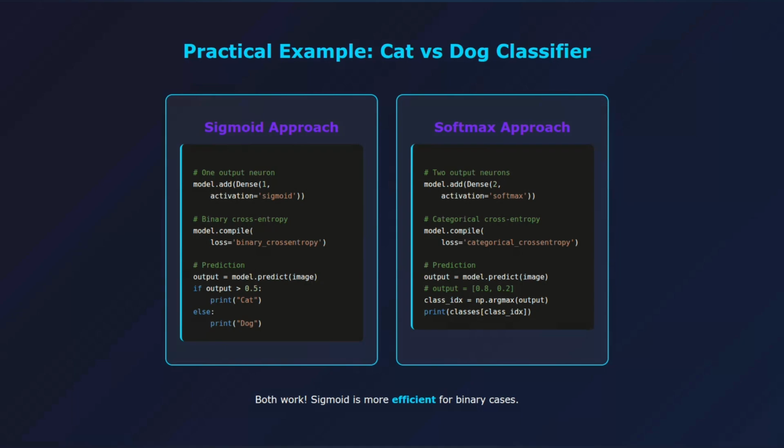On the right, we use two output neurons with Softmax. We get explicit probabilities for both cat and dog. Both approaches work, but Sigmoid is more efficient for this binary case. Softmax would be overkill here.